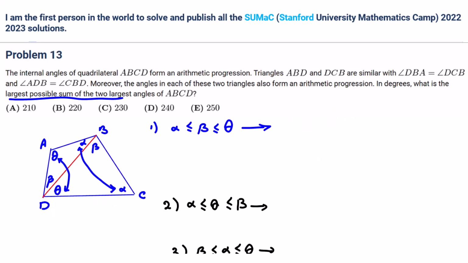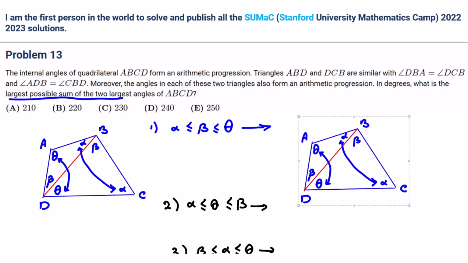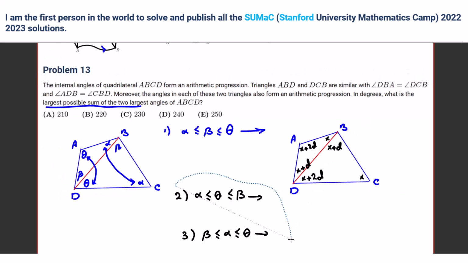I think I should move here to be able to remove. So let's remove it. Alpha is the smallest one, so you can say alpha is x. Beta is the greater one, x plus d. This one is x plus 2d, right? Yes. Beta is x plus 2d, and this one is x plus d, right? Okay, for the first case, we can find a relationship between x and d.